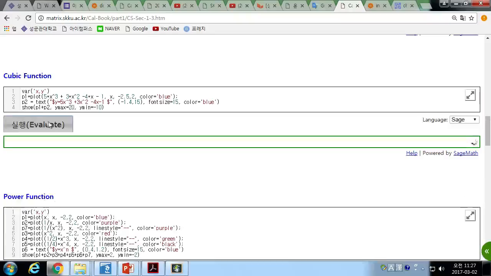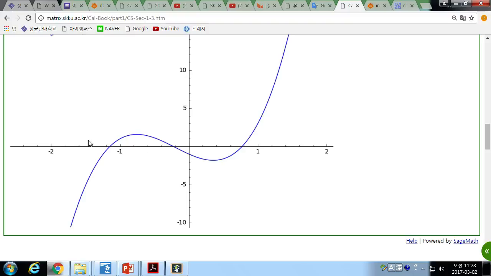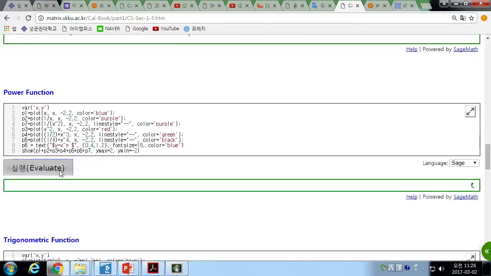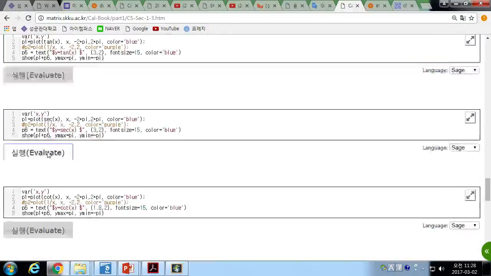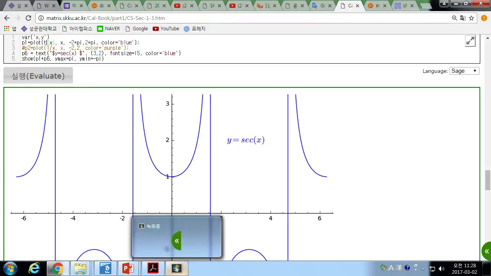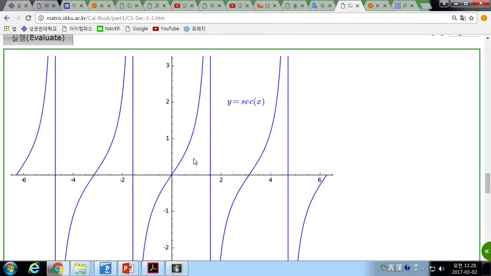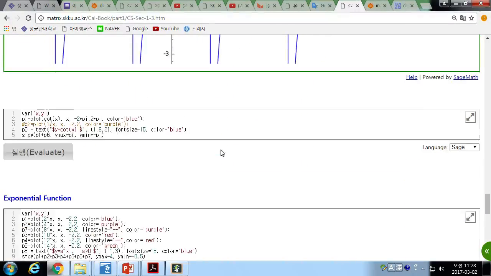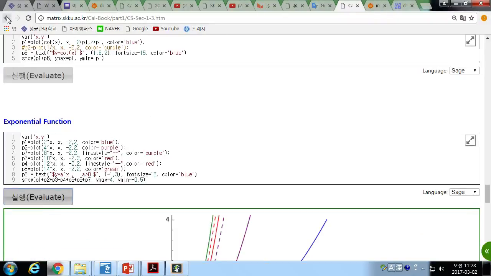And cubic functions. So, for example, if you have a polynomial, if you can draw the graph of it, then that means you have the solutions already. And power functions for general n, and for the trigonometric functions, if you have a tangent here, instead of arc and secant, then you have the graph of the tangent, and exponential functions.